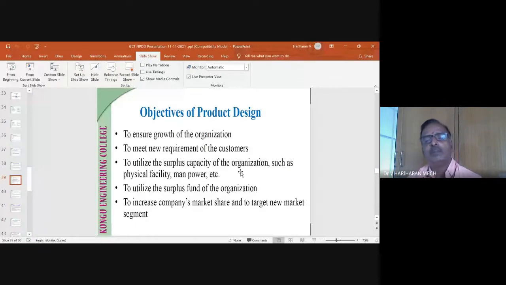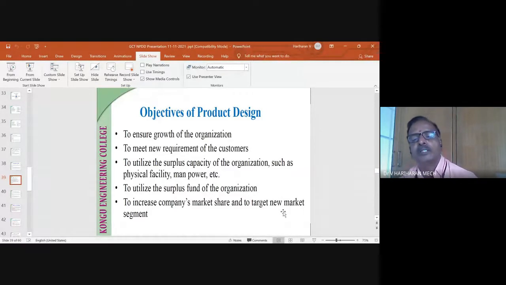Here, what are the fundamental objectives for going for a new product design? To ensure growth of the organization. Your organization should continuously grow. To meet the new requirements of the customer, to utilize the surplus capacity of the organization, such as physical facility, manpower, etc. All these things should always be there in your organization. To utilize the surplus fund of the organization, to increase the company's market share and target a new market segment.